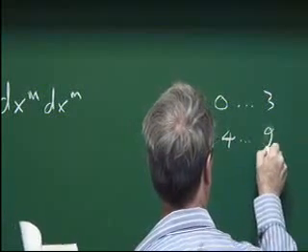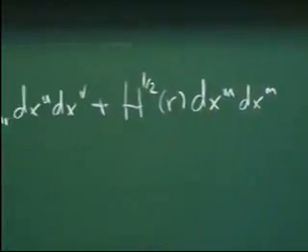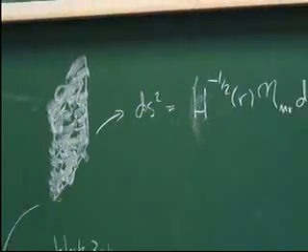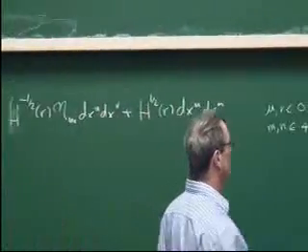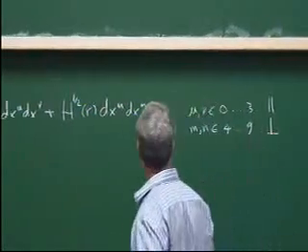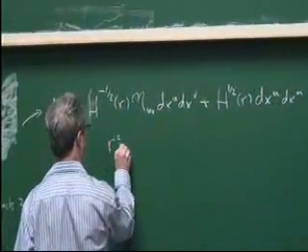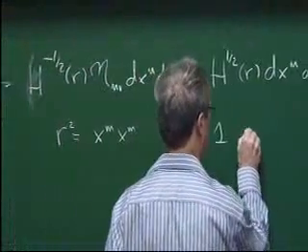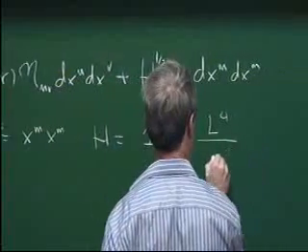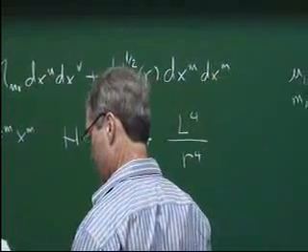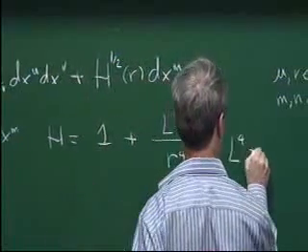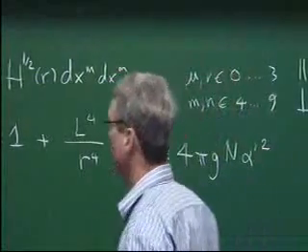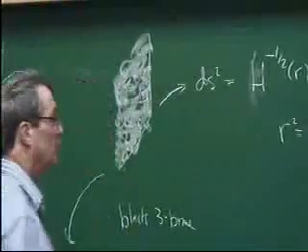Separating the coordinates into the 3+1 dimensions tangent to the branes, parallel to the branes, and the 6 coordinates transverse. And r squared is the transverse distance, and h is this harmonic function. And I'll tell you what L is. Okay, so this is the metric of black 3 branes.